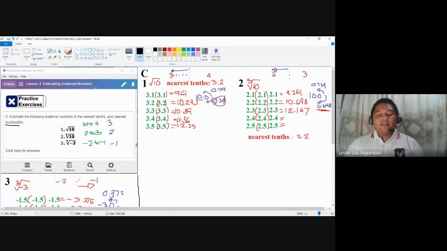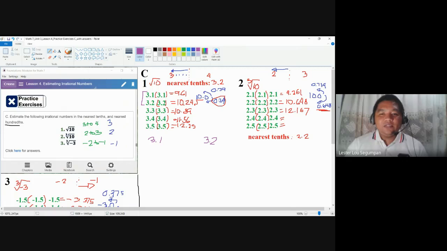So we are done with the nearest tenths, or one decimal place. Now on to the nearest hundredths, or two decimal places. As to how, we will just follow what we did here, wherein we pick first the range of two integers, then we look at where it is closer to, and we pick the values on one decimal place closer to it. For number 1, since it's between 3.1 and 3.2, we will use this as our range. So we have 3.1 and then 3.2.